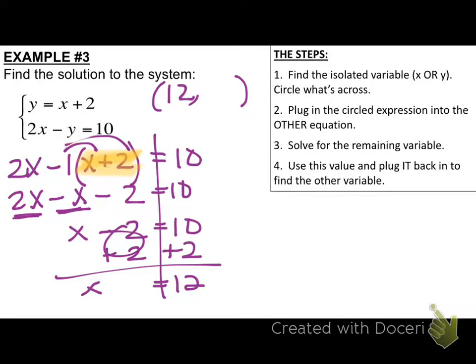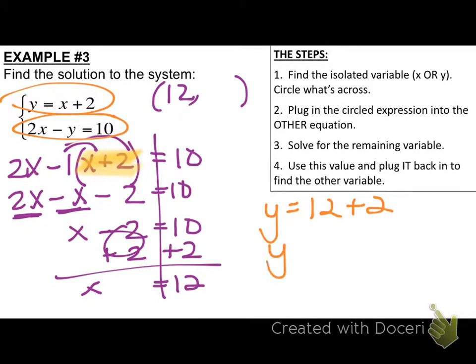Now you're going to have to take this 12 and you have to plug it back in for x, either on the first one or on the second one. I think the first one is easier in this case because I'm just going to put it like this, and all I got to do is add 2 to it. So y will be 14. So these two lines cross at 12, 14. Also, take notice that if you wanted to graph this, you would need a very large graph. So substitution definitely has its advantages.